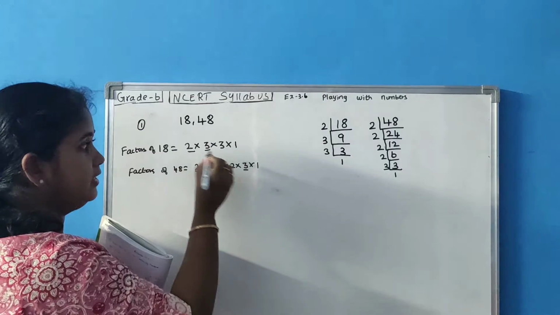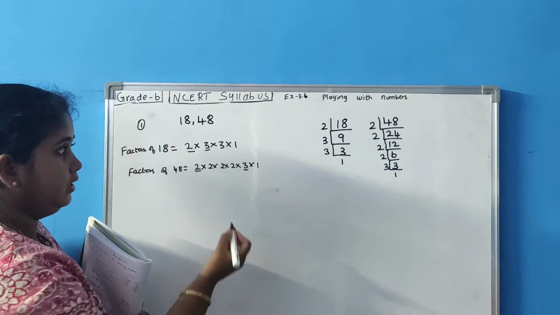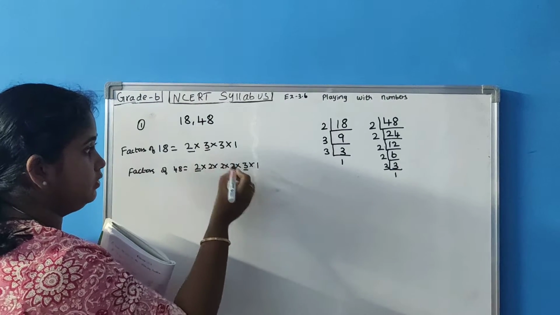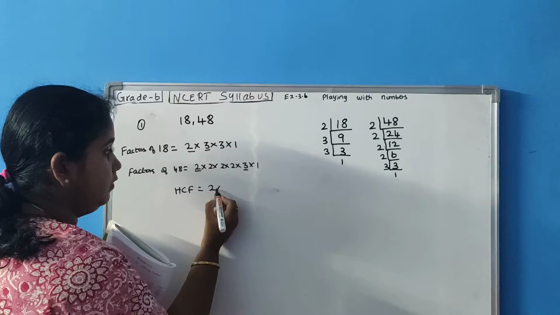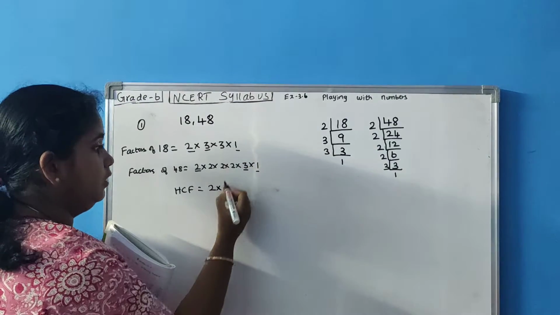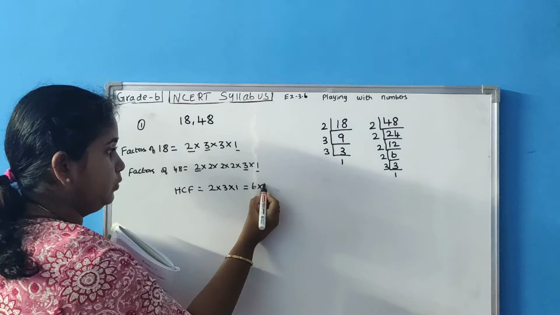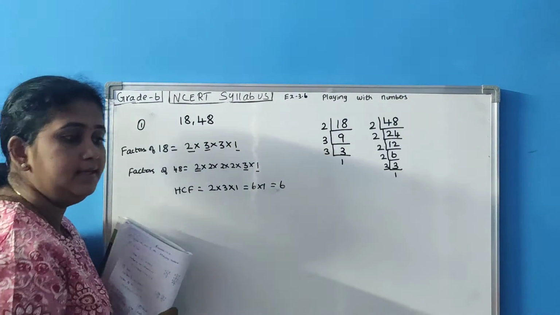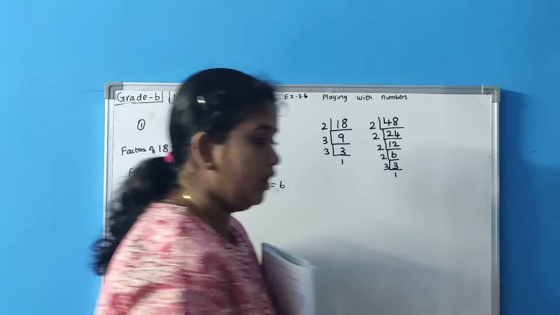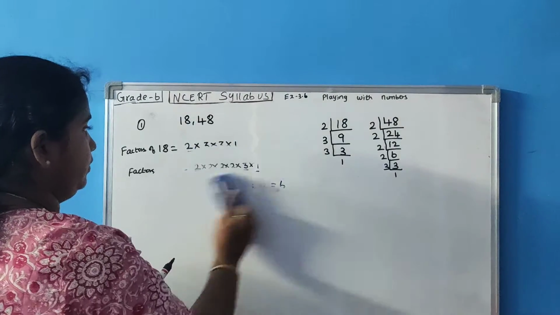If none of these exist and only 1 exists, then you can take the HCF as 1. Now I am not considering 1. So 2 into 3. So HCF equals, okay, you take 1 also: 2 into 3 into 1, that is nothing but 6 into 1, which is equal to 6. So HCF of 18 and 48 is 6. Did you understand how to find the HCF of two given numbers? Okay, now we will move on to the next sum.